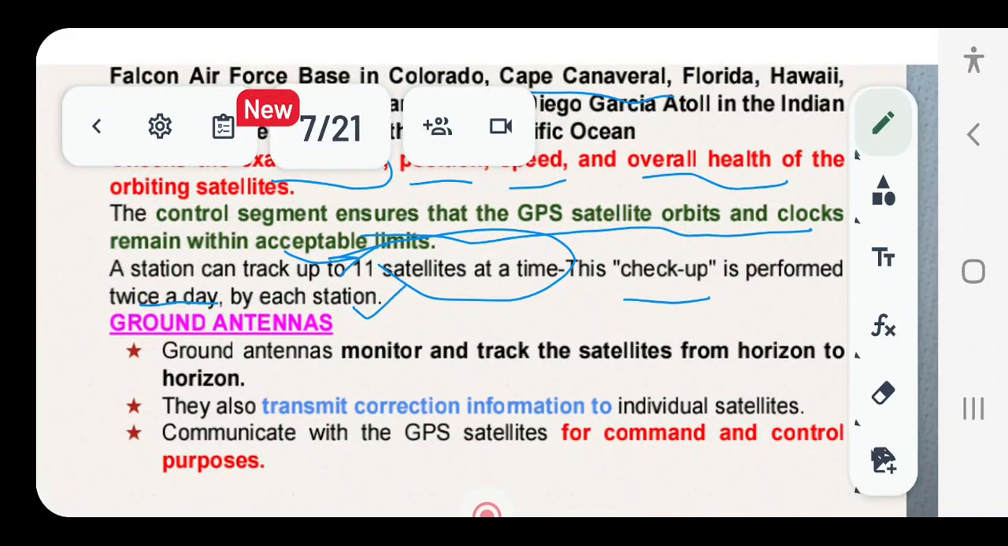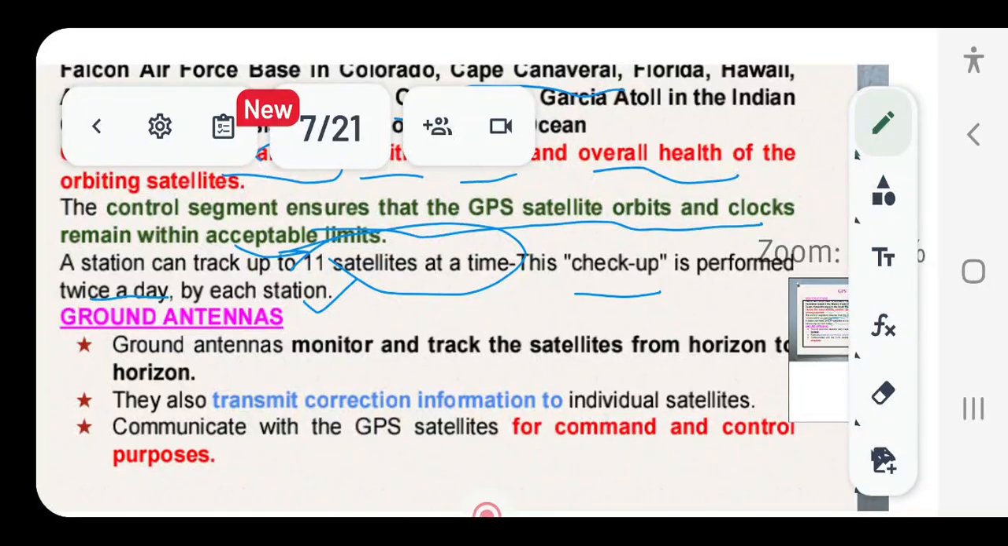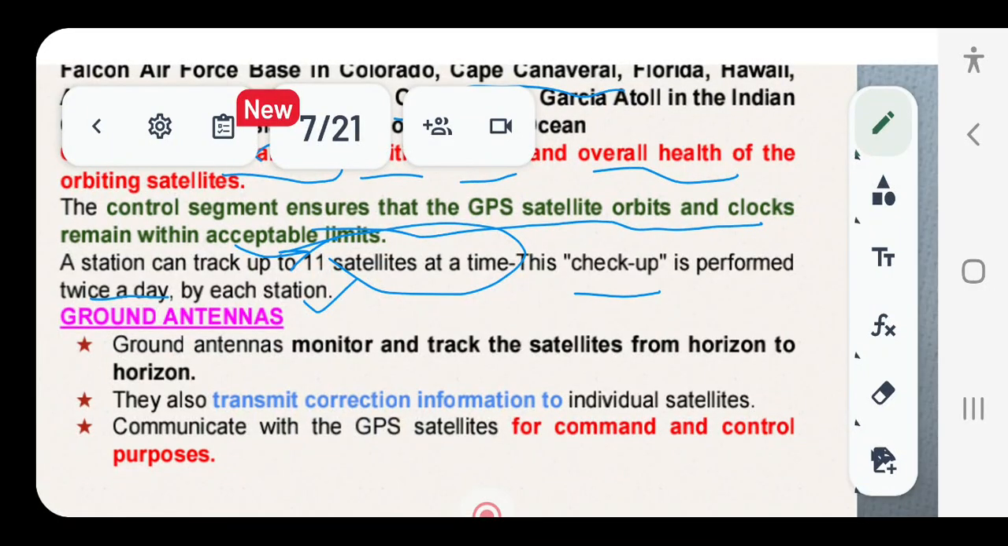In addition to this, you also have ground antennas, and the basic function of these ground antennas is to monitor and track the satellites from horizon to horizon, and they are capable of transmitting correction information, command and control purpose to the individual satellites.